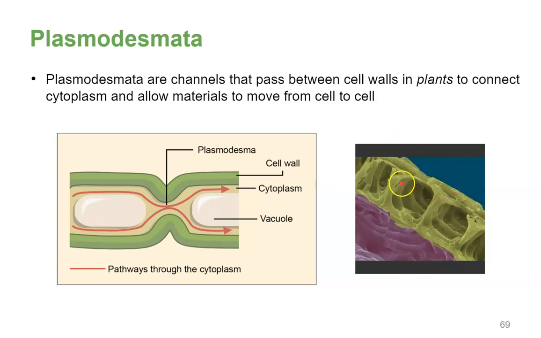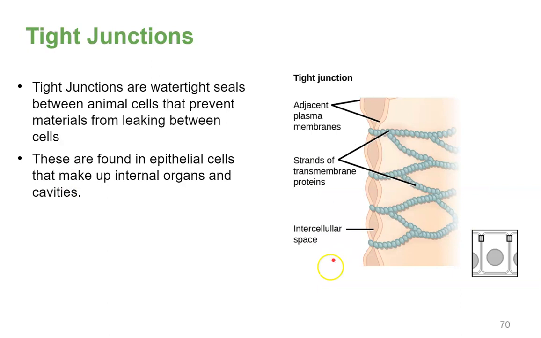So here's a lot of plant cells here. There's 1, there's 2, there's 3, there's 4, there's 5. So there's this big gaping hole in the cell wall, and that allows for materials to move through. So for plant cells, the only connection they have is plasmodesmata. Now, animal cells have 3 types. There's a tight junction, a desmosome, and a gap junction.